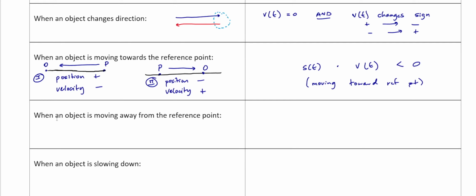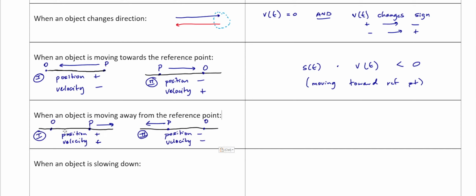Well, let's now look at the opposite, when an object is moving away from the reference point. In this case right here, I'll provide both diagrams at the same time. So we can have an object that is to the right of the reference point and moving further right. That means that the displacement function, or the position function, is positive, and the velocity function will also be positive because it's moving to the right. The other case is if the object is to the left of the reference point, then the position function would be negative, and the velocity is to the left as well because it's moving in the leftward direction. So you would have negative and negative.